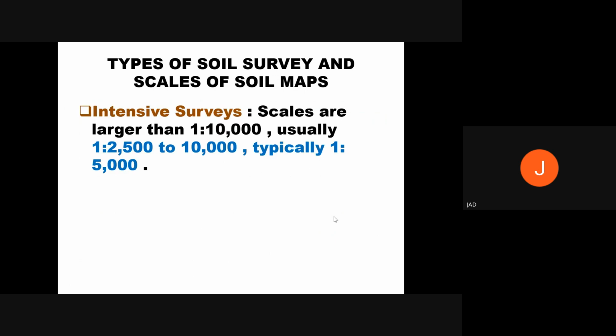So intensive skills, typically 1:5,000. Then you have 1:10,000, 1:2,500 to 10,000. That tells you that the grids are very, very small on the ground. So the cells that you create to collect your samples are very small, and this is more intensive because they are small.